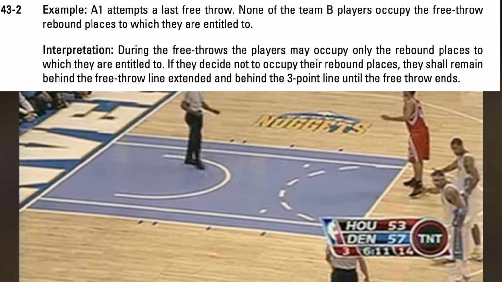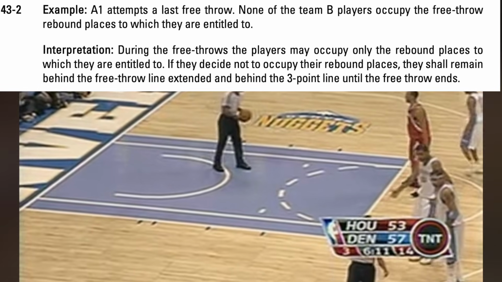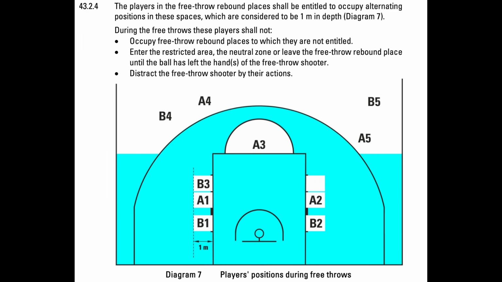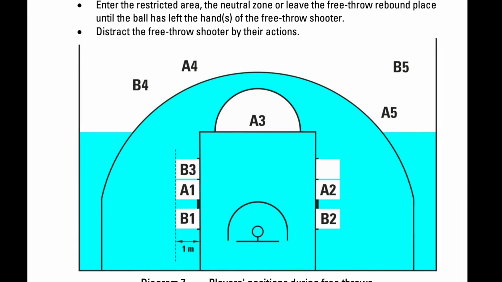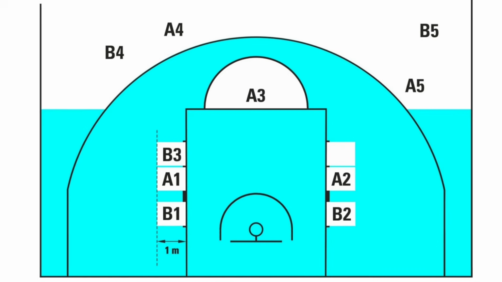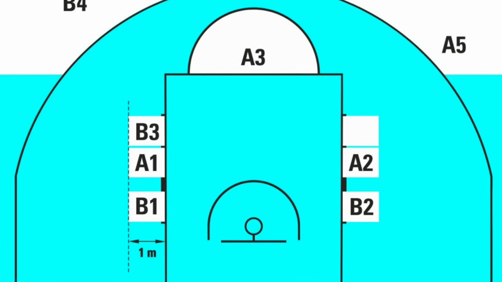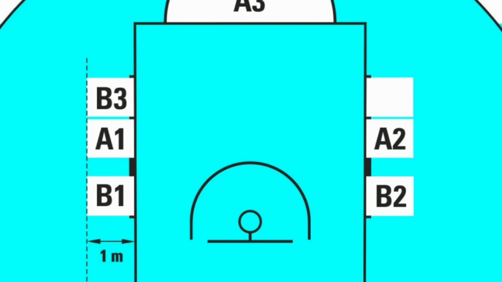If they decide not to occupy those rebound places, they shall remain behind the free throw line extended and behind the three-point line until the free throw ends. This scenario is rare, but it is something they can do. They do not have to occupy the rebound places on a free throw. They're only allowed to use the ones entitled to, and if they choose not to use them, they do not have to use them.